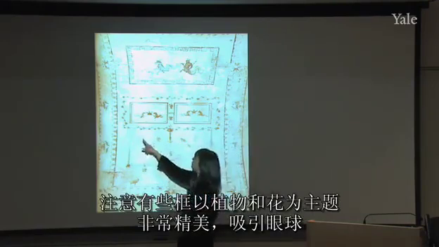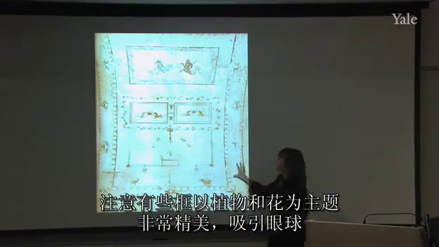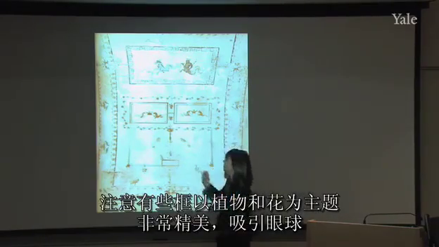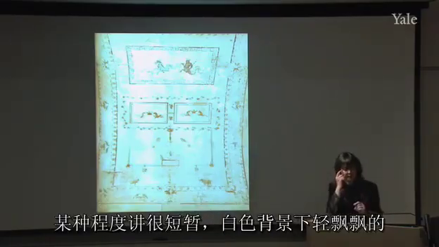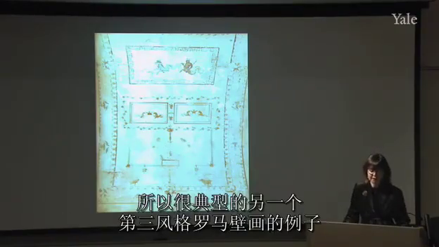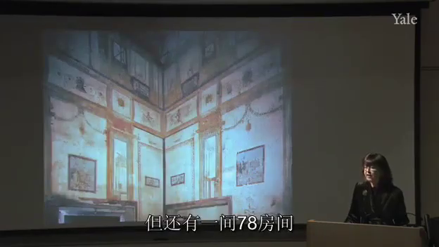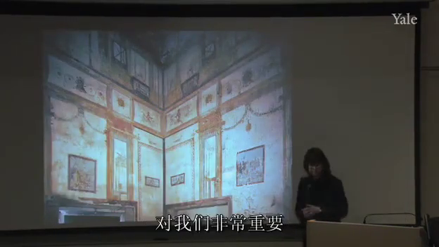Note also that some of the frames are done with vegetal and floral motifs, very delicate, very attractive, very ephemeral in a sense, very lightweight against that white background. So very much, again, another example of third style Roman wall painting. But then there is this room, and this room is room 78.